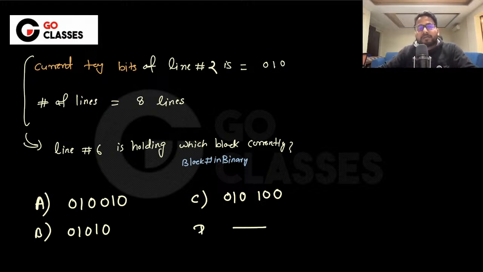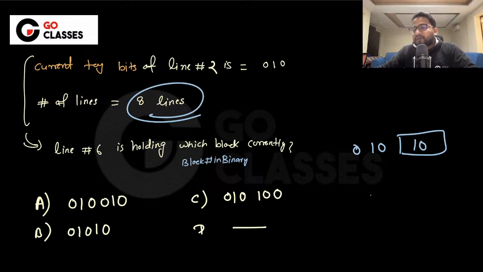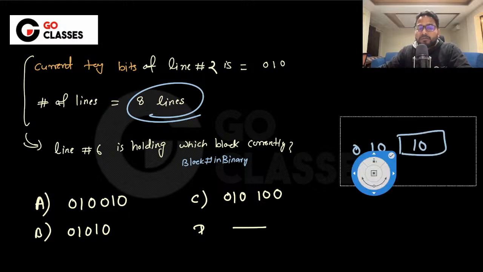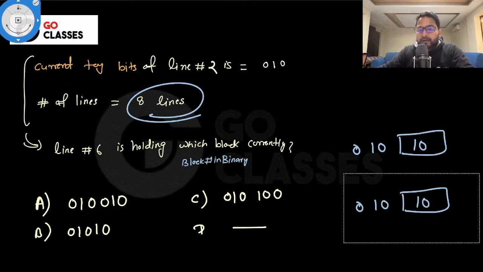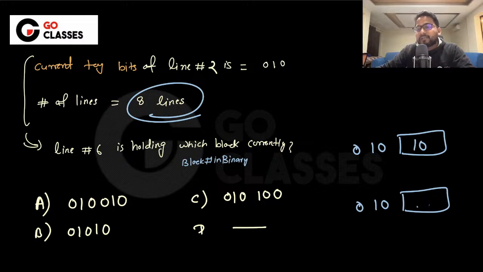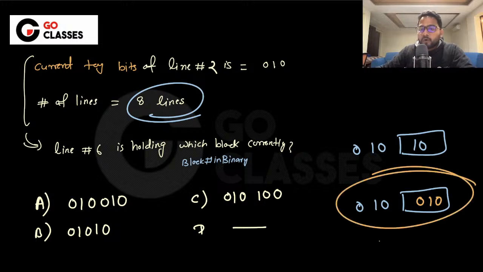See here, the tag bits are given to you, 0 1 0, right? Since line number is just 2, it doesn't mean you will just write 1 0. It will anyway take the 3 bits because number of lines are 8. That's the catch here. You cannot say 0 1 0 1 0 is the answer. You have to write it as 3 bits. Line number will anyway take the 3 bits, which is 0 1 0 only. So hence this is the block number. Hence A is the answer.